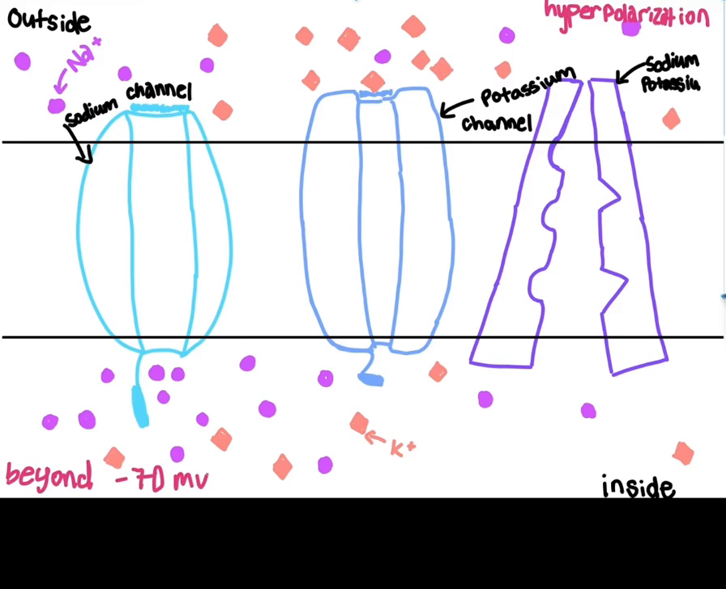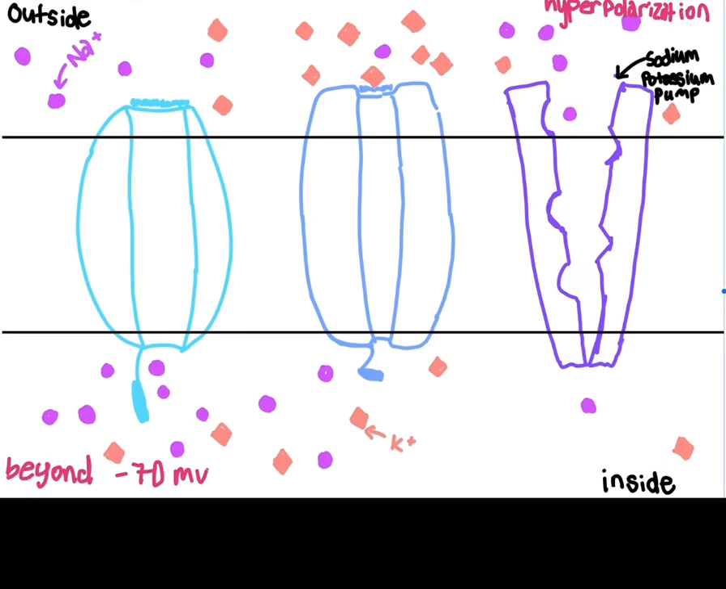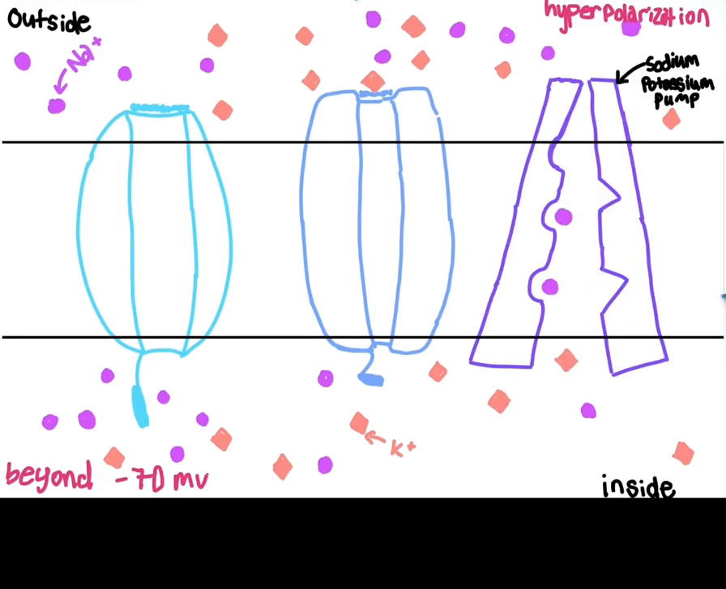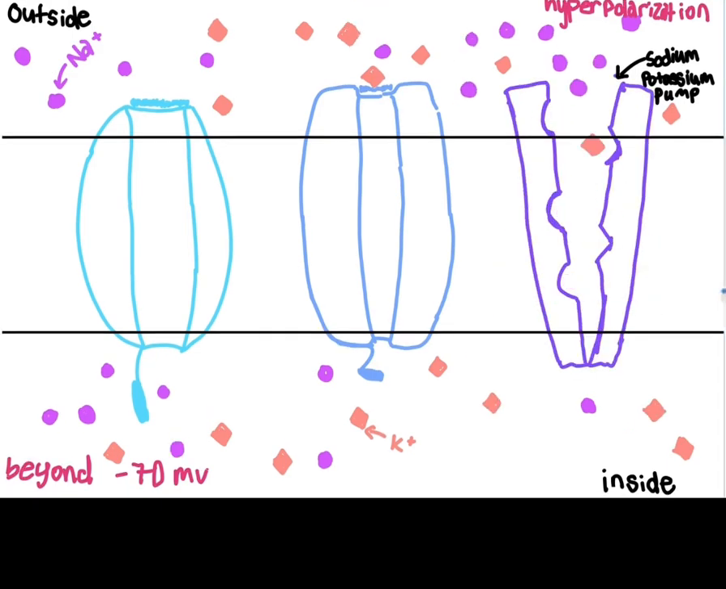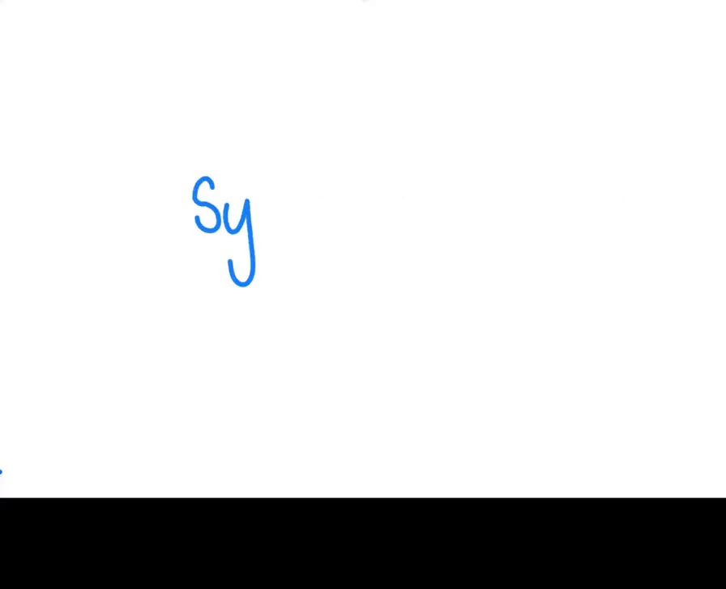As we noted earlier, the potassium channel is slower to open and close. This causes the millivoltage inside the cell to go beyond being minus 70 millivolts. Hyperpolarization causes the sodium-potassium pump to open. Using ATP, it brings 3 sodium ions outside the membrane and 2 potassium ions inside.